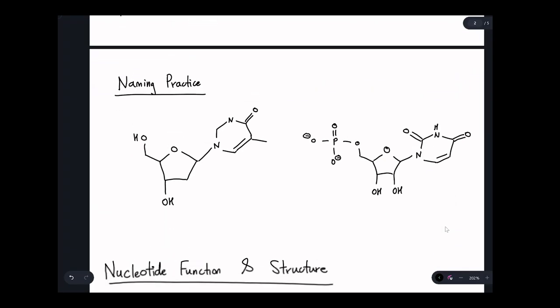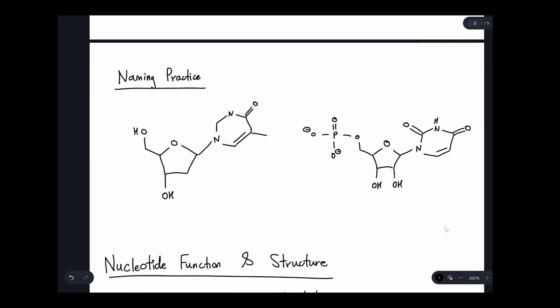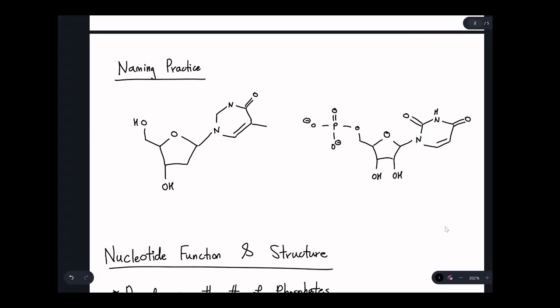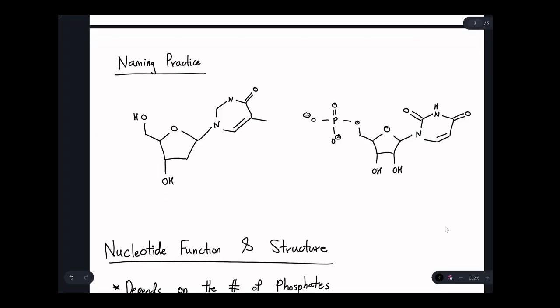So here are a couple of practice problems. Feel free to pause the video and go back if you need to look at that table and try to name these two chemicals. Now that we've done that, if you're done, and good luck with the work, let's go through it.